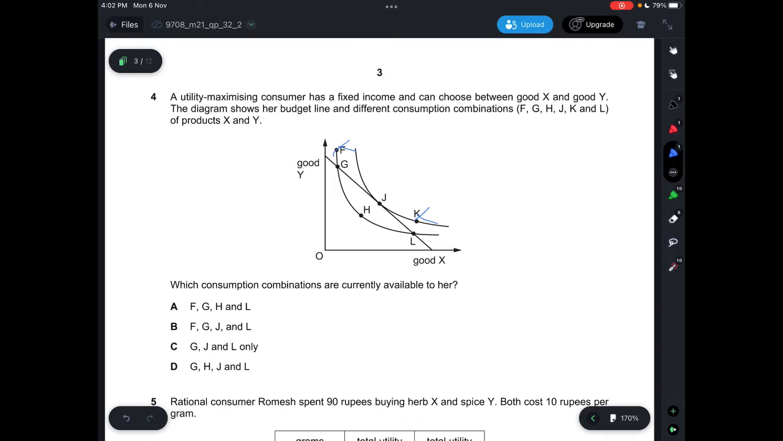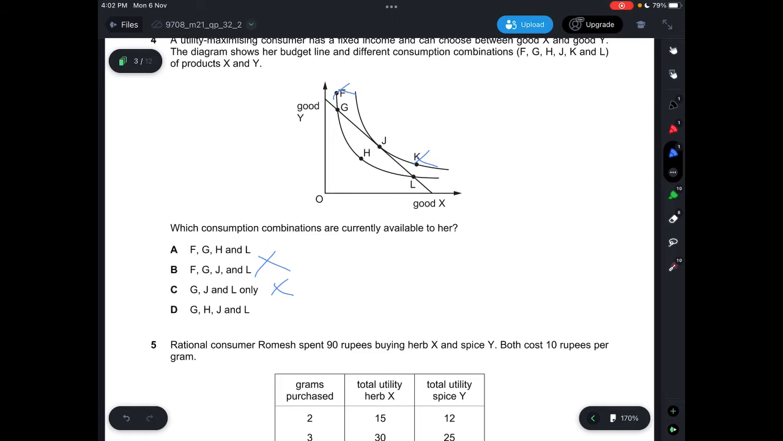So A and B are wrong. C is also wrong because there are only three options. So the answer here will have to be D, G, H, J, and L. So circle D for that.